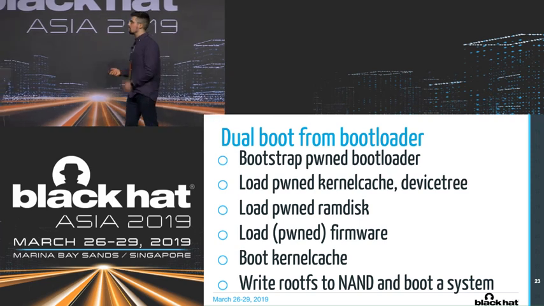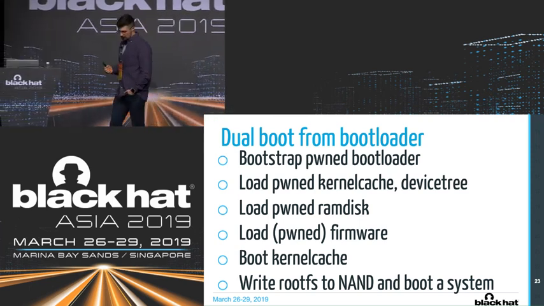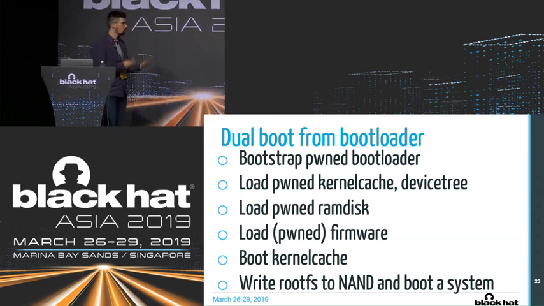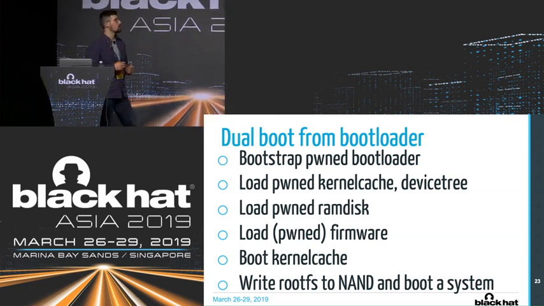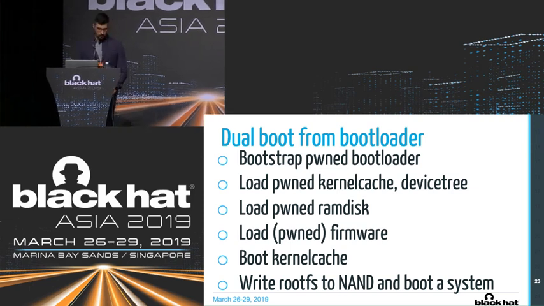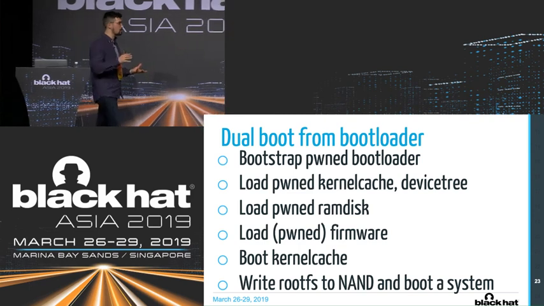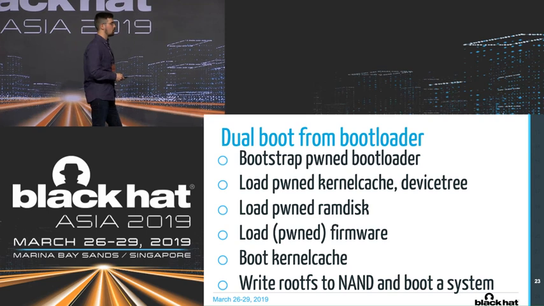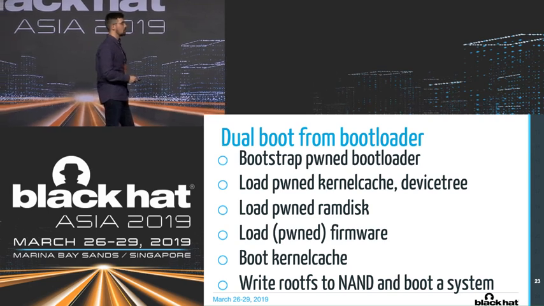So why not try to dual boot from another bootloader itself? We're going to bootstrap our fixed bootloader from another bootloader, which is going to load the fixed kernel cache, fixed device tree, RAM disk, firmware, all the stuff that I mentioned. And finally, we boot the kernel cache. So we boot the system just from RAM, and we get the SSH access. I will show you how we can write the rest of the root file system to NAND and boot a second system. So that's the plan.